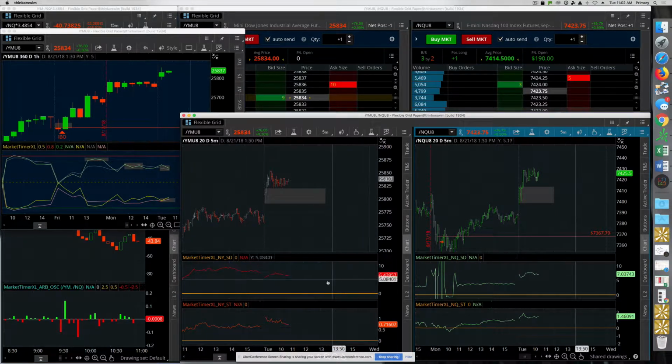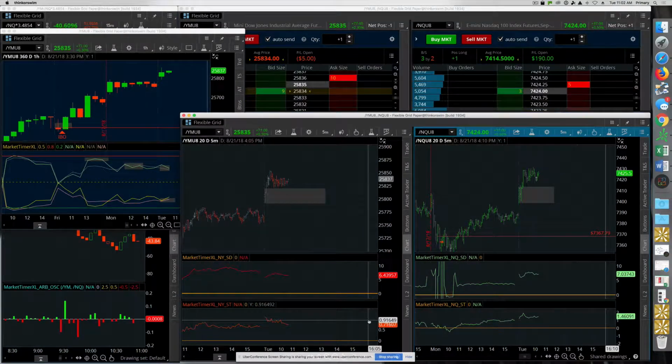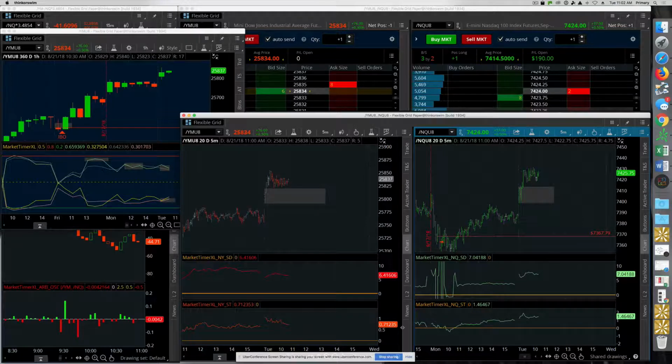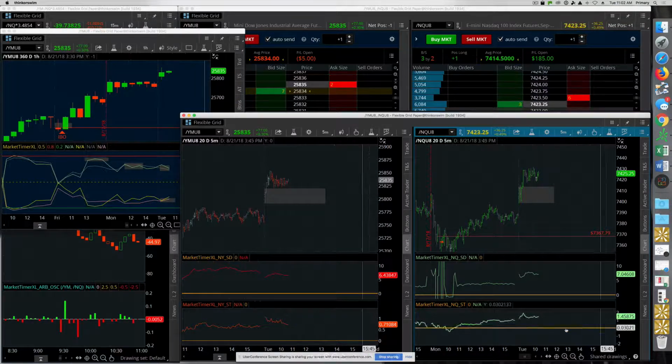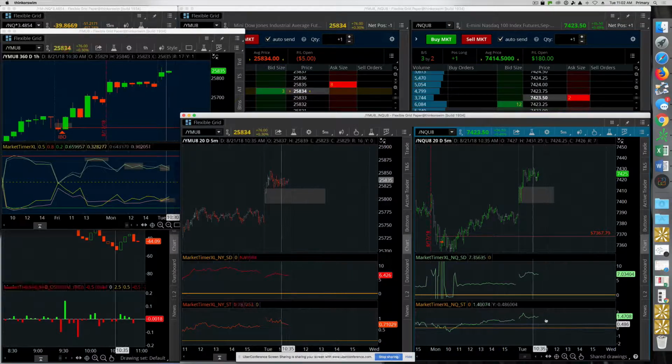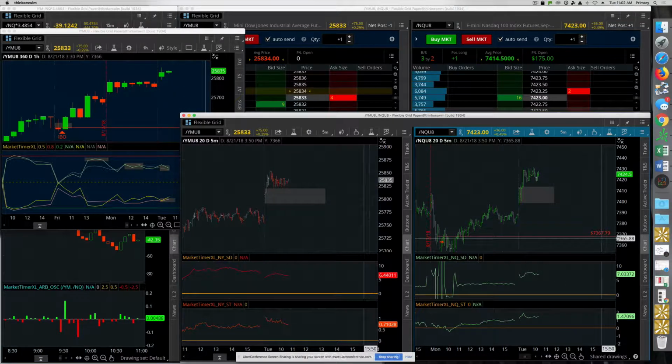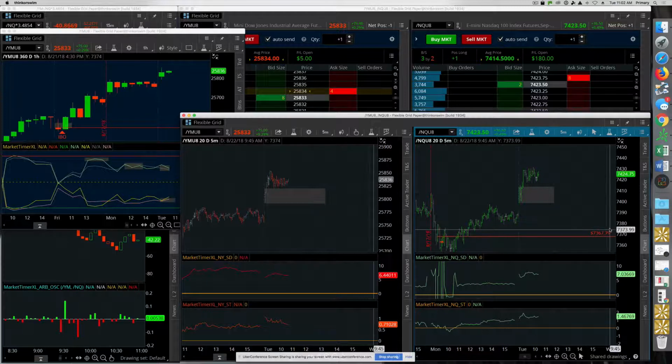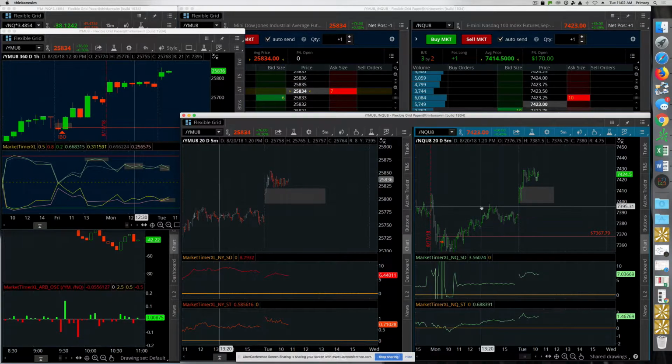And if I measure them, this is 0.71 and declining. This is 1.45 and going higher. I want to be in the stronger one. So I would go long the NASDAQ. I would go long NQ. And that's my basic setup.